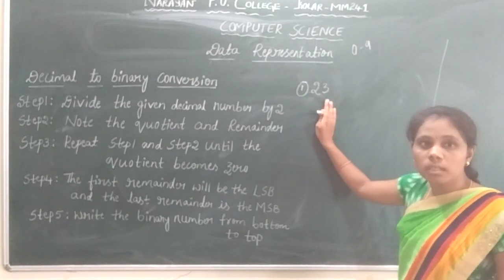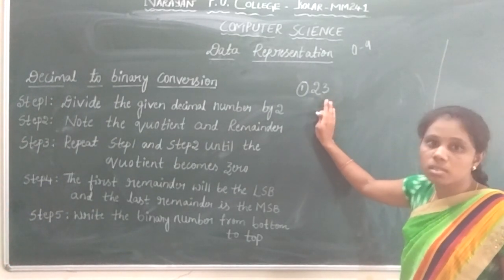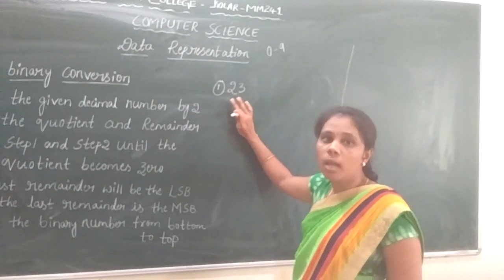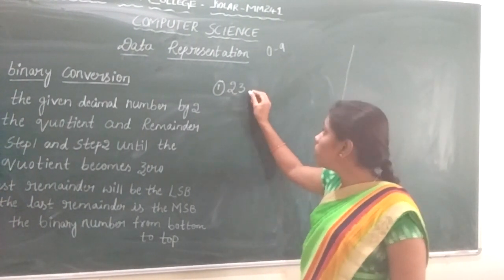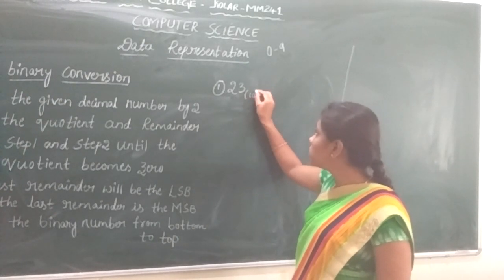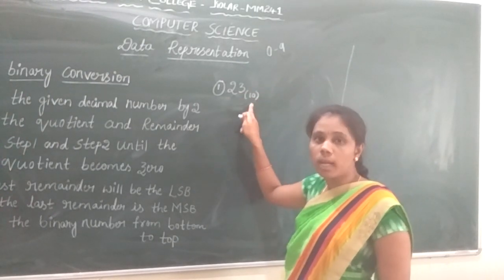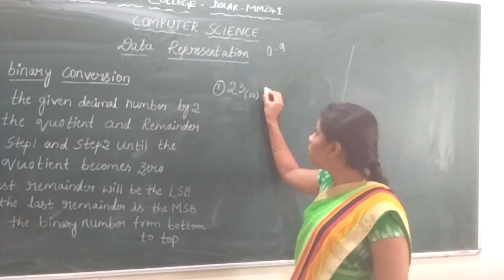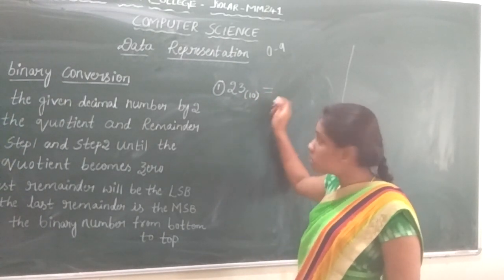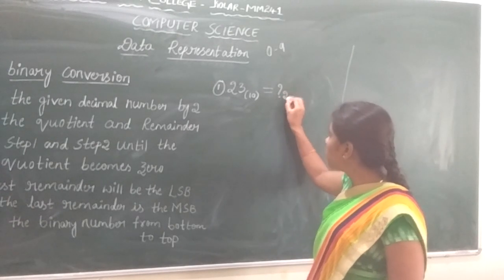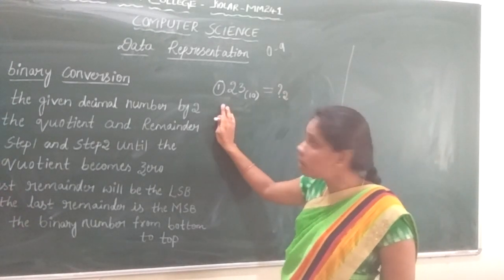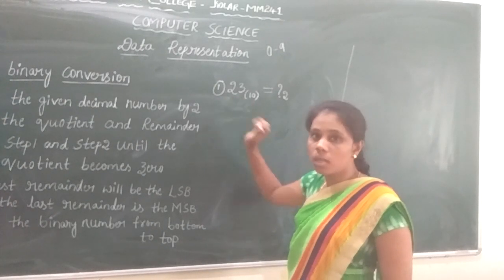So we cannot say this belongs only to the decimal number system. Even this is an example for octal number system as well as for hexadecimal number system. So hence we need to write down the base value. If we write the base value, it shows to which number system it belongs. Now we need to convert this decimal number to a binary value. We need to find out the binary equivalent value for the given decimal value, that is 23.